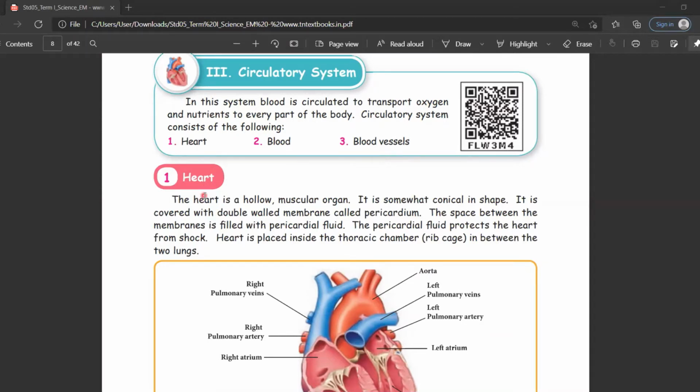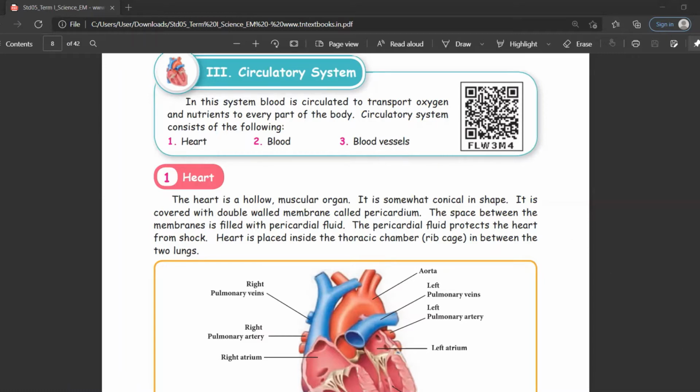Let's see heart first. The heart is a hollow muscular organ. Hollow means cavity, unfilled space. ஒரு ட்ரீல ஹோல் இருந்தா எப்படி இருக்கும் அது மாதிரி. சரிங்களா? The heart is a hollow muscular organ. It is somewhat conical in shape, cone shaped structure.